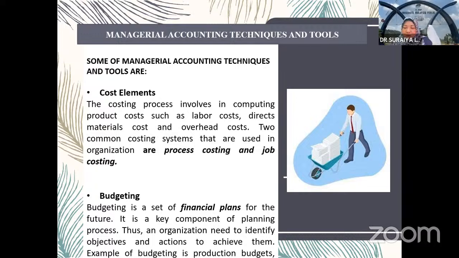And also in management accounting, they also have to evaluate a manager's performance, as well as the company's managers that are responsible for the performance. Okay.